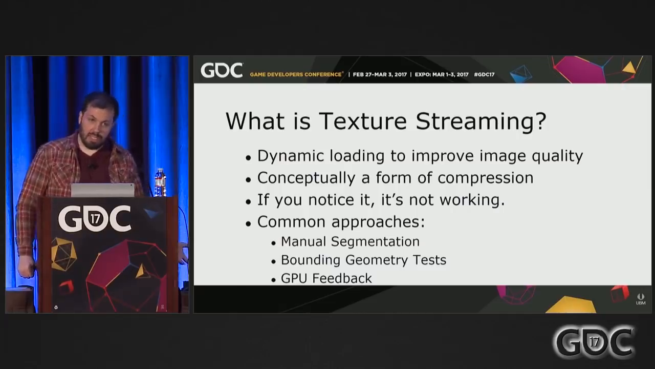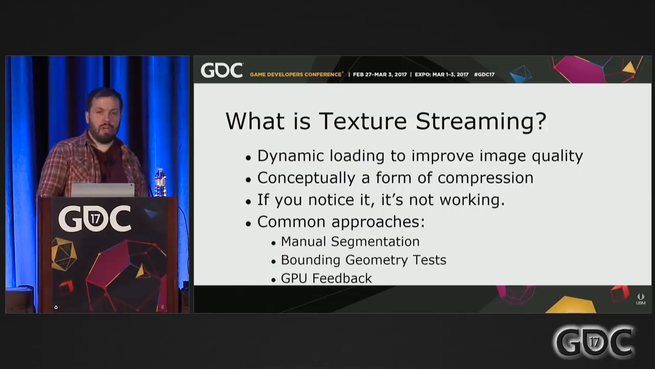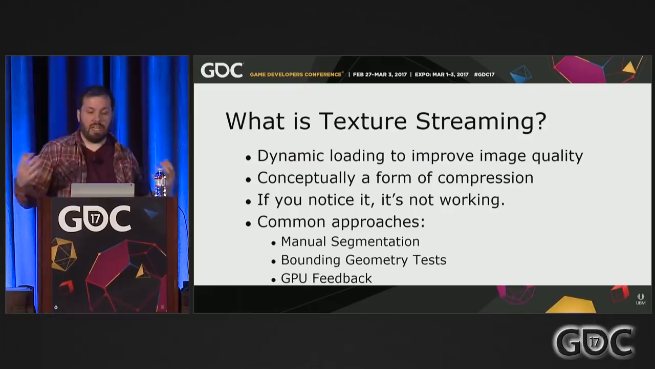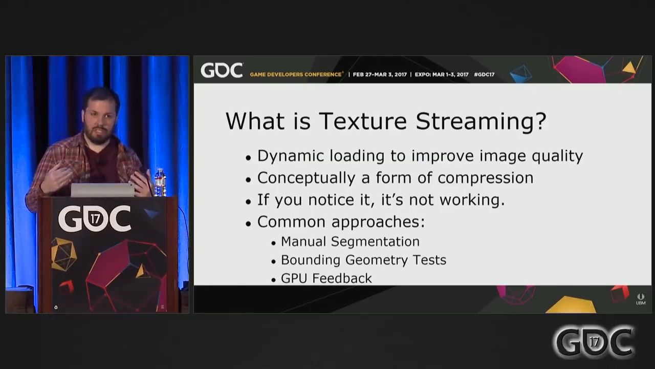There's bounding geometry tests. That's where you have some sort of approximation of your geometry, visibility of your highest MIP levels, and you can rapidly evaluate that on the CPU. The simplest example of that would be a model radius, where once you get within a certain distance from a model, you load higher MIP levels. But you can do more complicated things, AABB trees, arbitrary sorts of geometry that you can test rapidly.